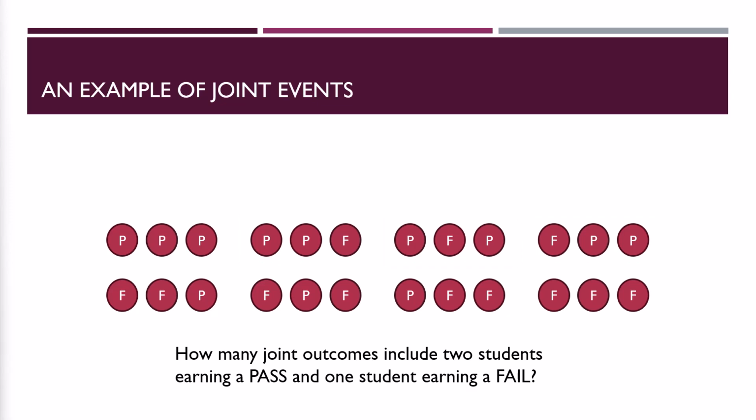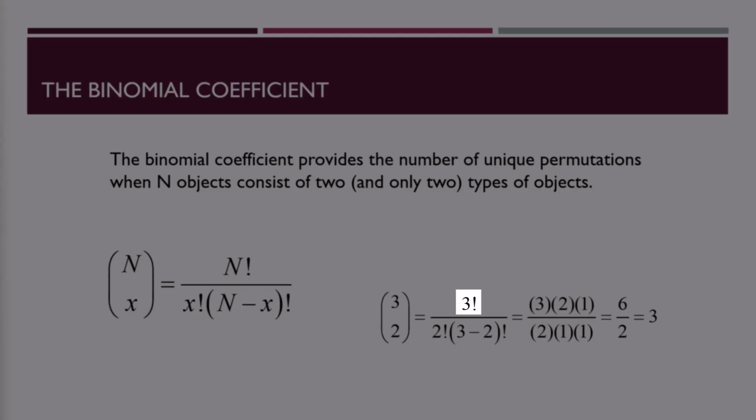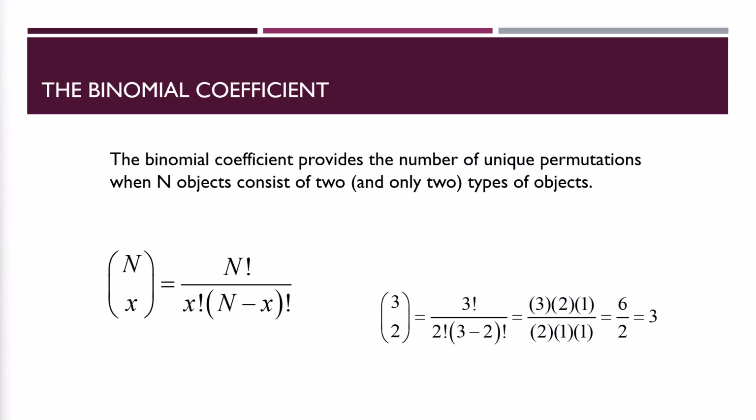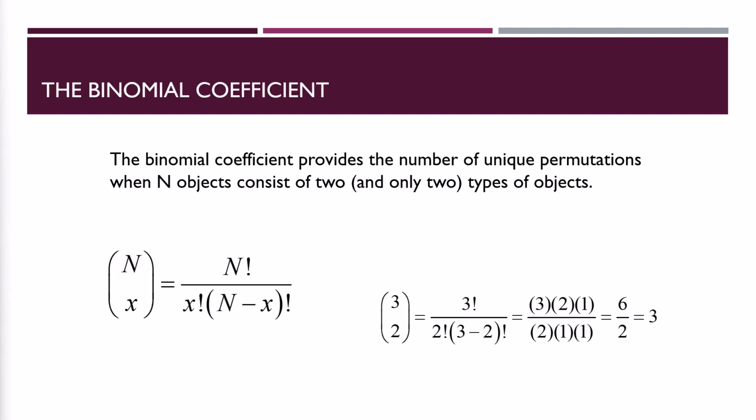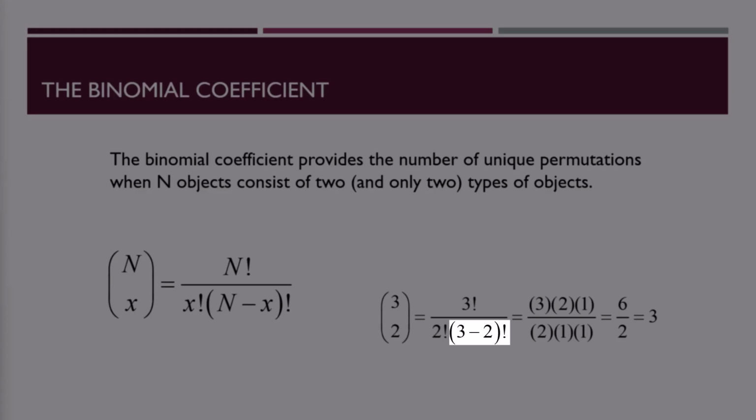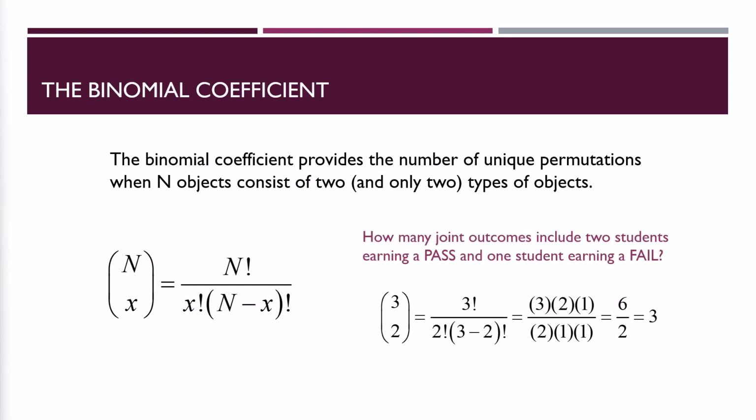Let's use the binomial coefficient. This is 3 choose 2, so we have 3 factorial in the numerator, which is 3 times 2 times 1, or 6. We have 2 factorial in the denominator, which is 2 times 1, or 2. And we also have 3 minus 2 factorial, that is 1 factorial, in the denominator, and that's just 1. Doing the math gives us 6 over 2, or 3. There are 3 ways to have 2 passes and 1 failure with 3 students. We knew that would be the answer because we counted before, but it isn't always that easy.